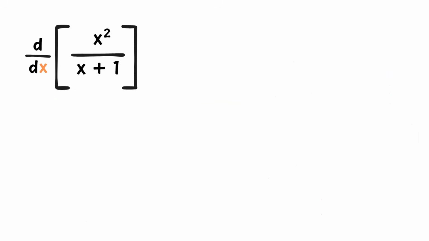Let's work through the derivative of x squared over x plus 1. First, let's separate these into two functions. Let's make the numerator x squared our first function, f of x. And we'll make our second function, g of x, the denominator, x plus 1. Okay, now let's take their derivatives.